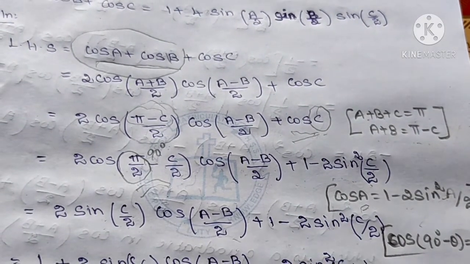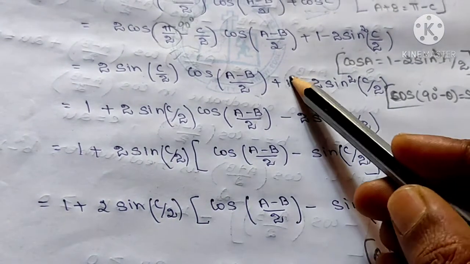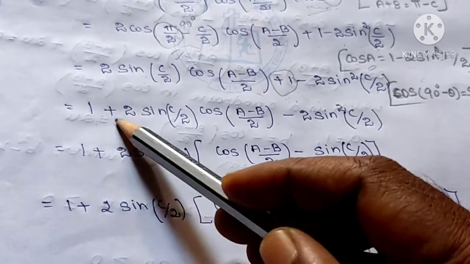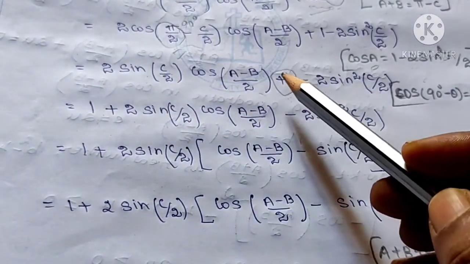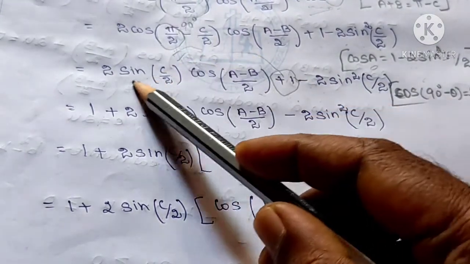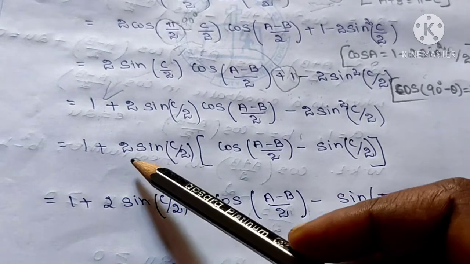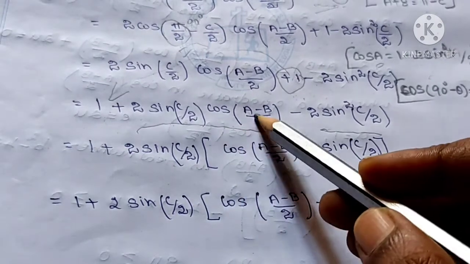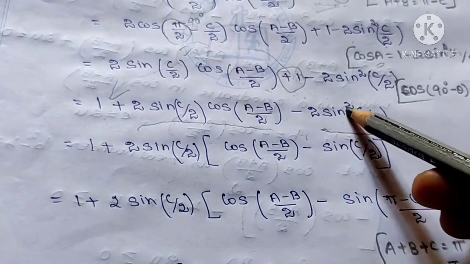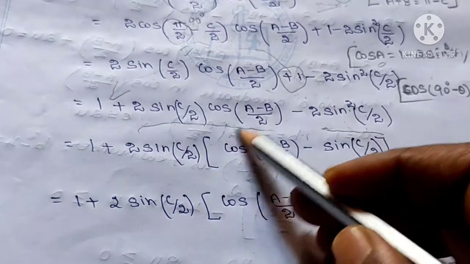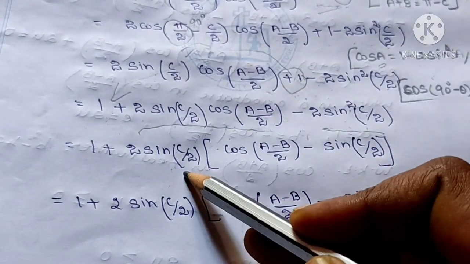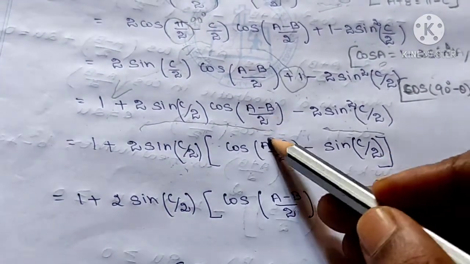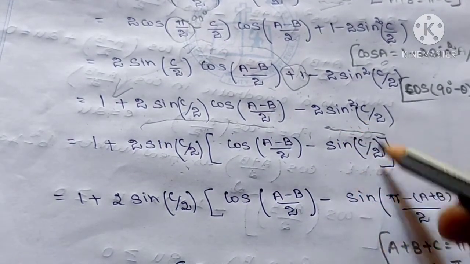Then the next step is rearrange the terms and write. You take plus 1 and first we write the positive value 1. So 1 plus balance terms you write down. Okay, take this one only first. The next step is see these two terms: 2 sin c by 2 into cos a minus b by 2 minus 2 sin square c by 2. So we take the common factor 2 sin c by 2 outside. If we take 2 sin c by 2 outside, we get the term cos a minus b by 2 minus sin c by 2 in the bracket inside.